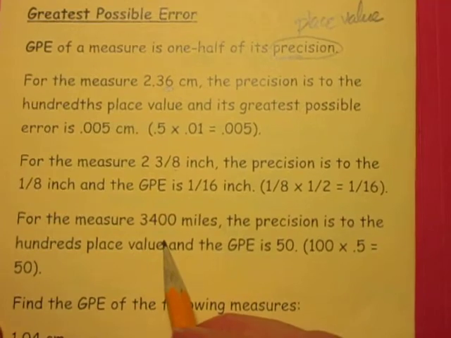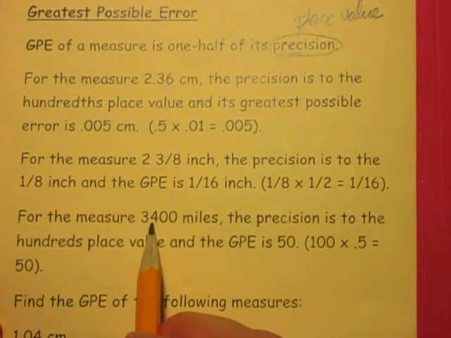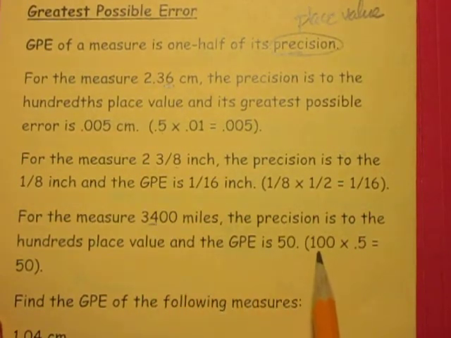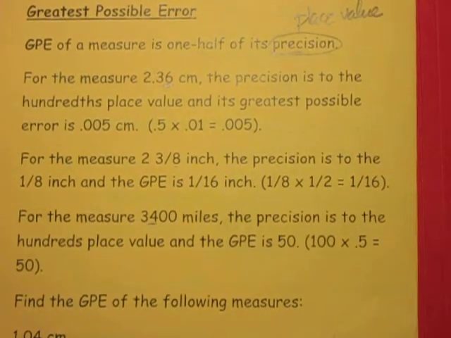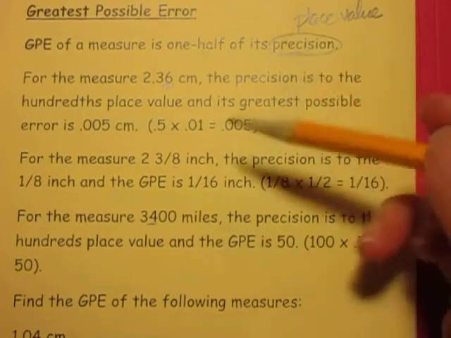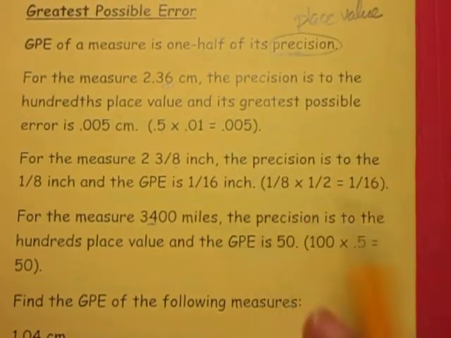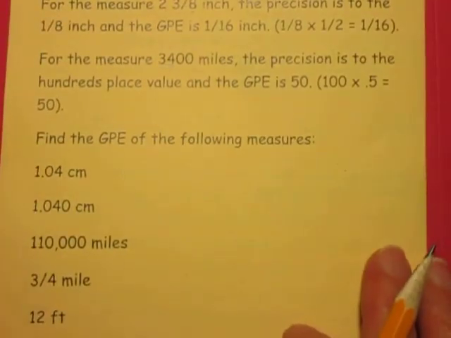Okay, for a whole number like 3,400 miles, the precision is to the hundreds place. So the greatest possible error is half of that hundreds place. So 100 times 0.5 would give you 50. Now the significance of all of this. We've done one where we had a decimal, one where we had a fraction, and one where we had a whole number. We're going to do a couple more and then I'll dive in on explaining the significance of each one.